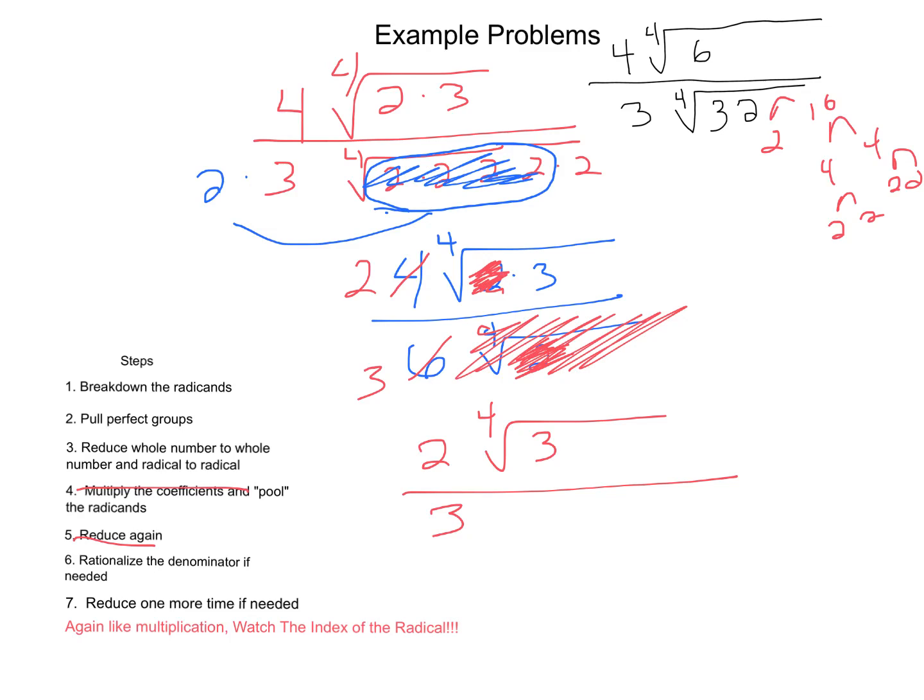Reduce, can't. Rationalize the denominator. Now again, notice this time, folks, there's no radical in the denominator, therefore there's nothing to rationalize. So, don't have to worry about that. And reduce one more time if needed. Well, we don't have to. So, this guy right here is your final answer.